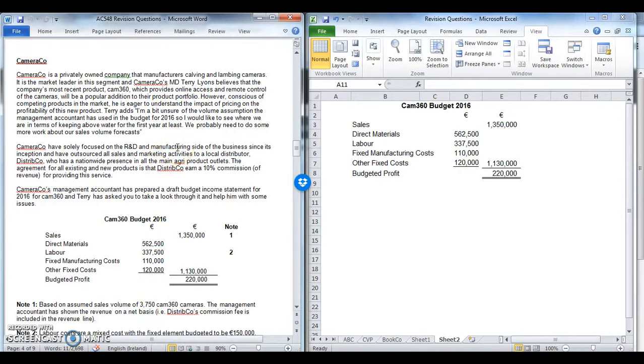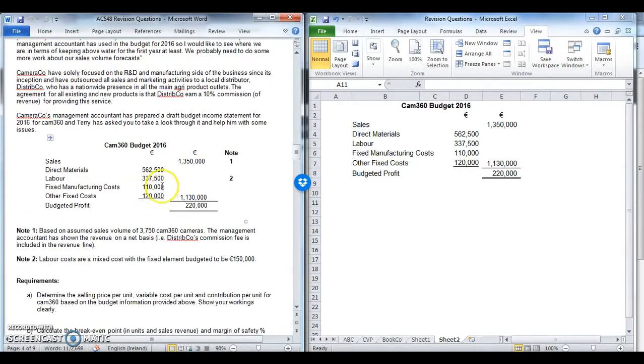So you can see the general gist here is CameraCo have launched a new product, Cam360. Terry's the managing director, somewhat unsure in terms of the volume forecast there, and he also wants to run the numbers in terms of how profitable this product could be and the main issues in terms of pricing and target profits. So you're given some information here about the budget for 2016. You're told about sales, the direct costs, and in the fixed and other costs as well, giving a budgeted profit of 220 grand. However, there's 2 notes involved as well.